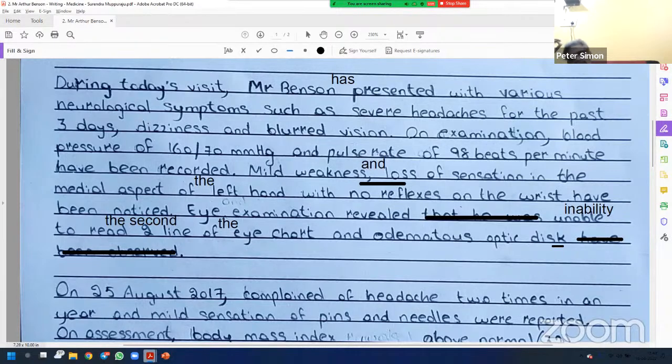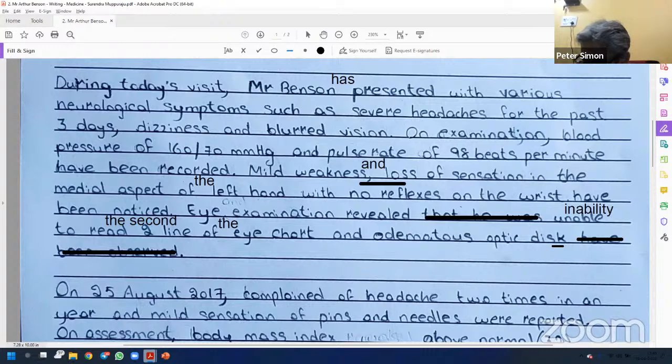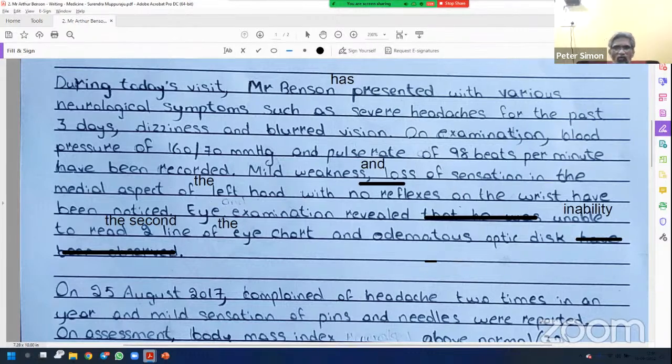Only one disc or 2 discs? Only one disc. Edematous optic disc means what? There is an edema in the optic disc. Okay, in both the eyes or one eye? Only one eye. So which eye? Left eye or right eye? It was not mentioned. So that means the question paper itself has a problem, no? There is no specific, so there is confusion. After a doctor examines the patient, how can it be that we don't know which eye it is?